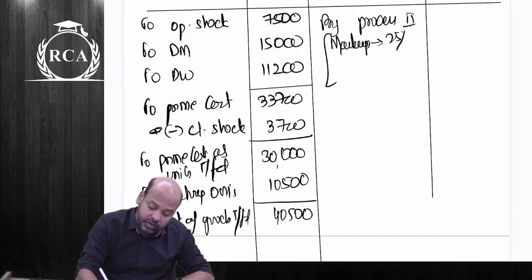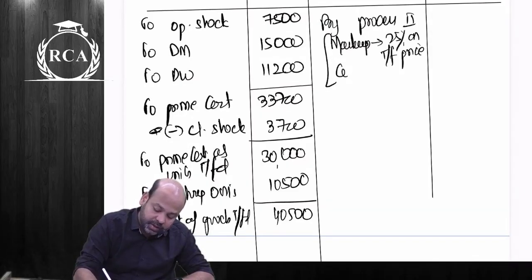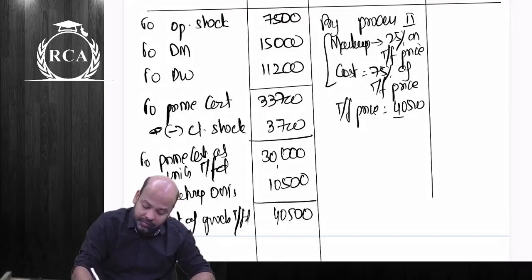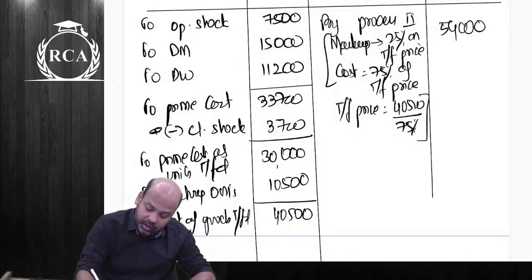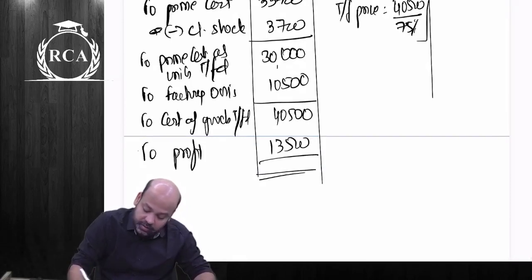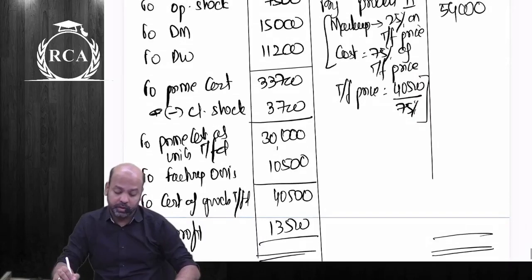That means cost should be how much? 25% on transfer price, so cost should be 75% of transfer price. So how much will my transfer price be? That 40,500 is 75%. Are you all following? How much is this? 54,000. What is the amount of profit booked by process 1? 13,500. This is the amount of profit booked by process 1.